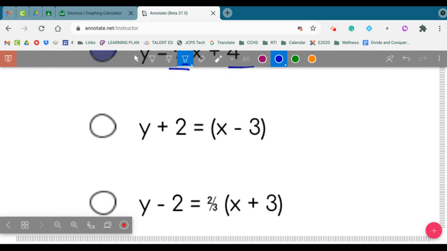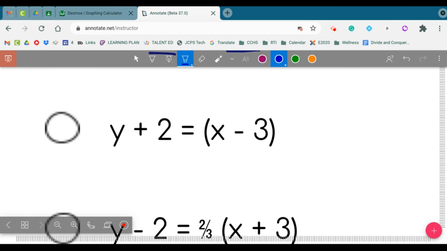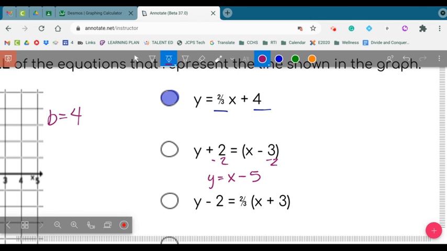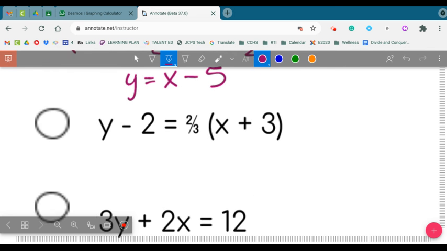Next one, we're going to have to get it into y equals form. So there's nothing we need to distribute, so we can just subtract the 2. So we're going to have y equals x minus 5. Is that the same? No, it doesn't even have a 2/3 slope, so that one's not a possibility.